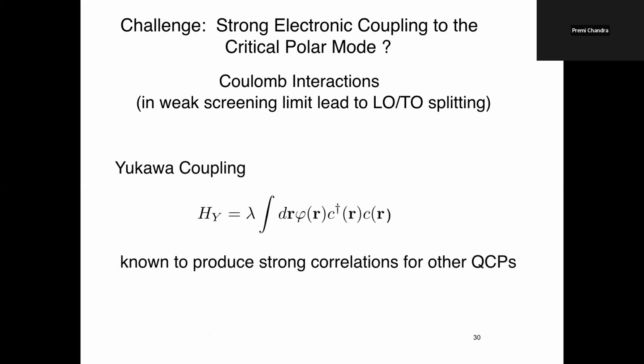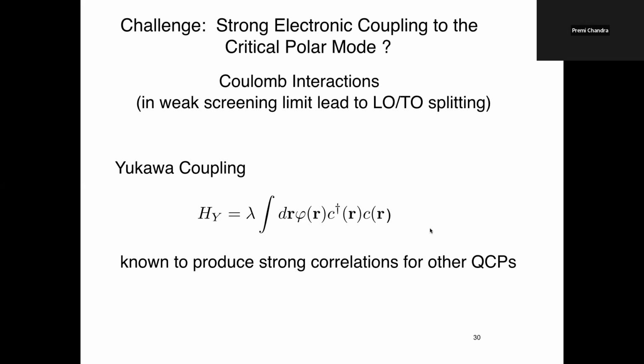Now, the usual thing that's done at a critical point is you use a Yukawa coupling. This is something that I always enjoyed about physics. You probably know that the Yukawa coupling was originally postulated for mesons in nuclear physics. So we use a very similar coupling in condensed matter. So here we have the Yukawa coupling. This is the usual coupling that's used to produce strong correlations for other QCPs.